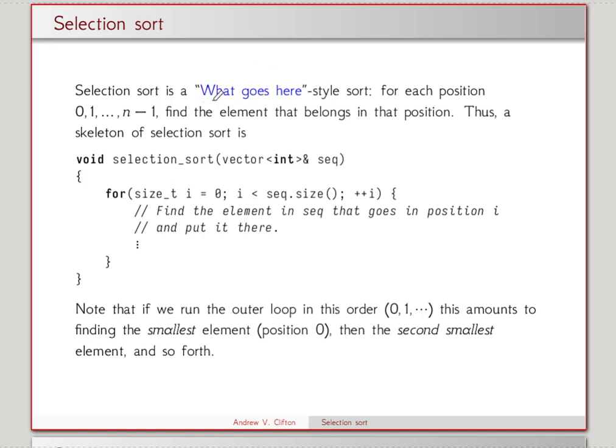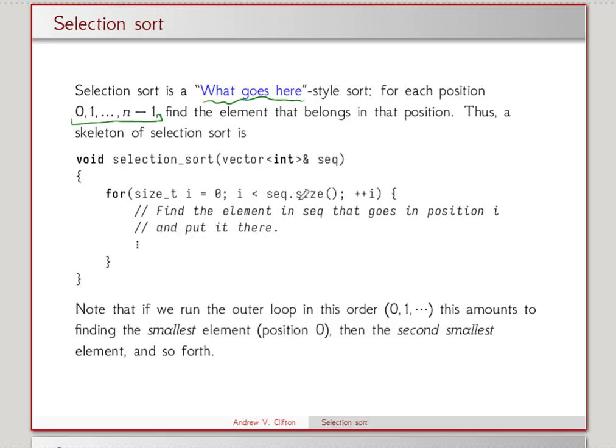So selection sort is a what goes here style sort. We're going to loop through the positions 0 through n minus 1, and for each position we're going to say, what goes here? What goes in position 0? What goes in position 1? What goes in position 2, and so forth.